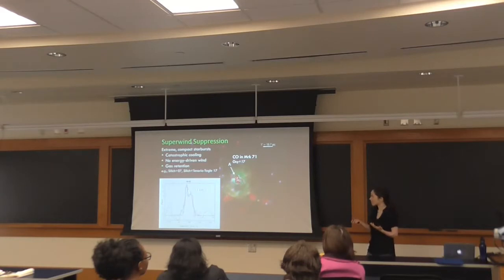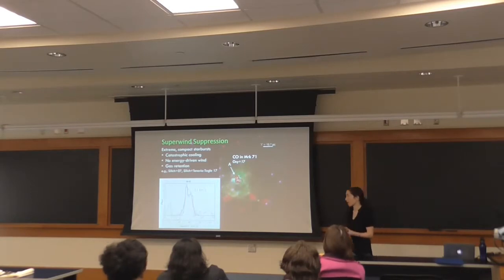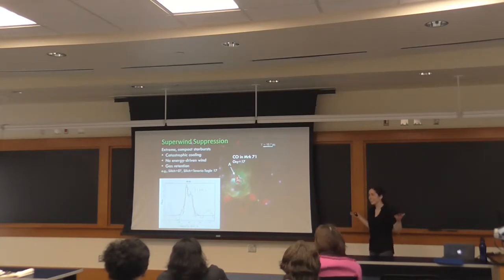You don't see outflows. In Markarian 71, we have CO observations, and it hasn't cleared its environment yet. There is still CO right on knot A, as you would expect if it's young and hasn't been able to drive strong feedback with stellar winds yet. And the CO also seems to be expanding at only 11 kilometers a second. So again, these are not objects that have cleared their environment yet.